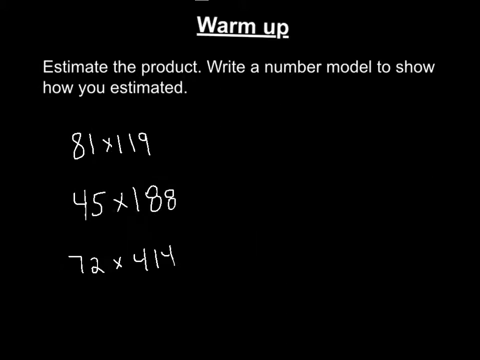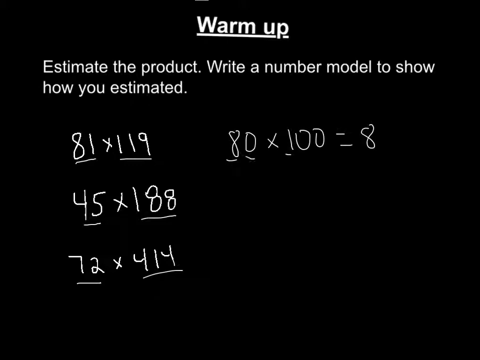Remember, we want to keep it simple, so for the first number, it would probably be best to round to the nearest 10, and for the second number to the nearest 100. For 81 times 119, we can round 81 to 80, and 119 to 100. 8 times 1 is 8, and we have 1, 2, 3 zeros. So 8,000. 45 could be rounded to 50, and 188 could be rounded to 200.